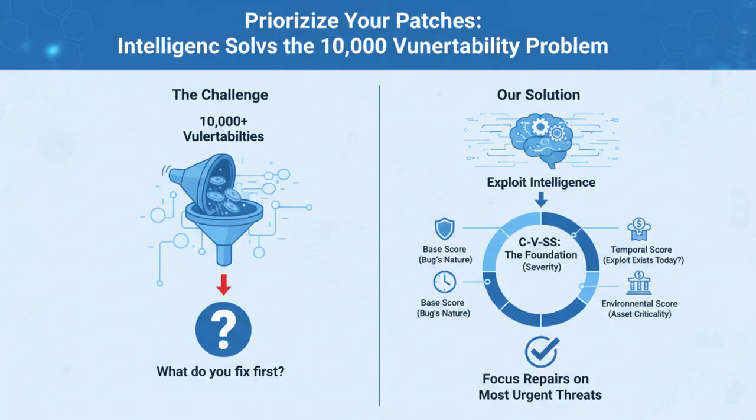We solve this using exploit intelligence. For years, we relied solely on CVSS, the Common Vulnerability Scoring System. It measures severity based on 3 metric groups: the base score, the bug's nature, the temporal score, if an exploit exists today, and the environmental score, how critical the asset is to your specific business. But in a modern program, severity is not enough. We must look at the probability of exploitation.